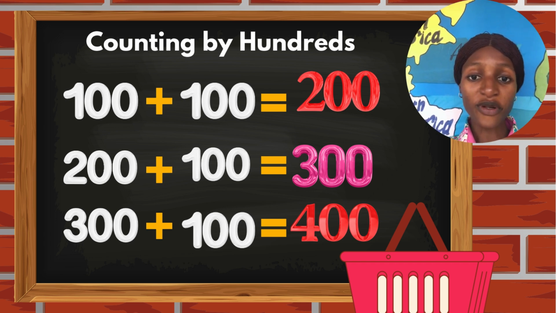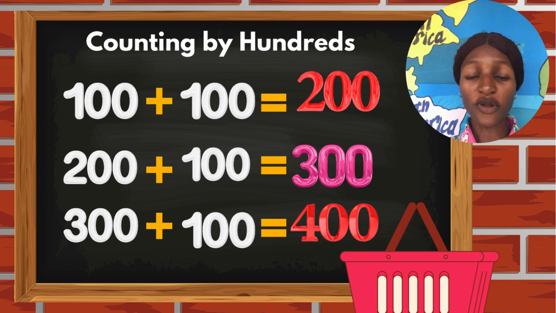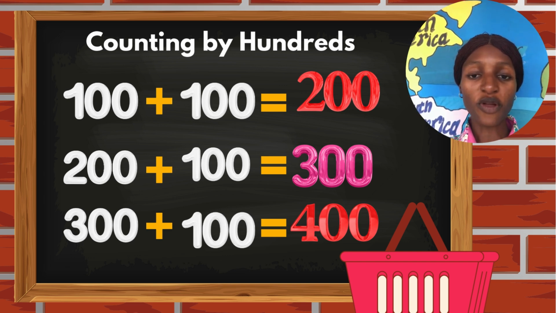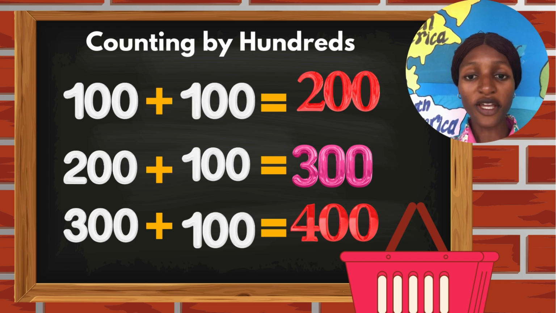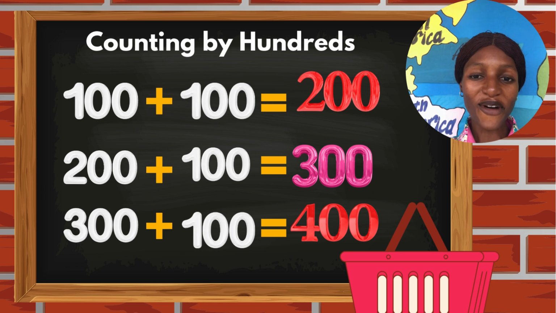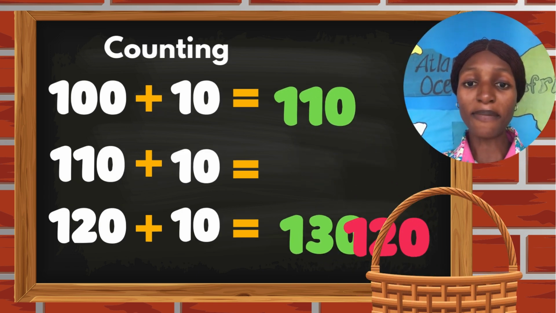When you add 100 to 100, 100 plus 100 will give you 200. 200 plus 100 will give you 300. 300 plus 100 will give you what? 400.